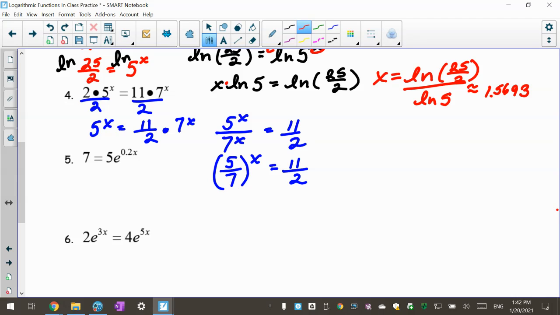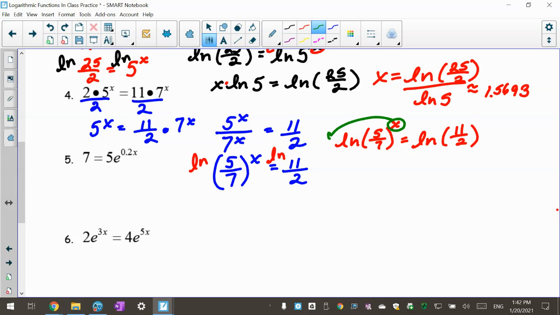Now I've got it as simple as I can do it to start doing logs. So now I have all the normal math done. I've got to get the logs. So I'm going to natural log both sides. When I do, I have the natural log of 5/7 to the x equals the natural log of 11 over 2. Okay, and I recognize I can use my log rule, bring the x down front, so I have x natural log of 5 over 7 equals the natural log of 11 over 2.